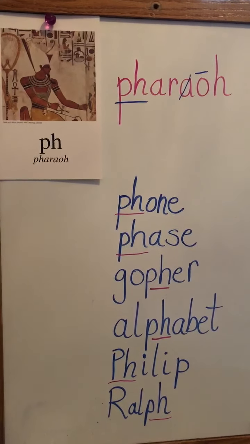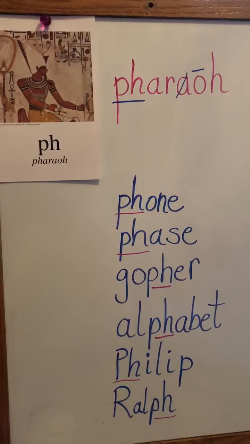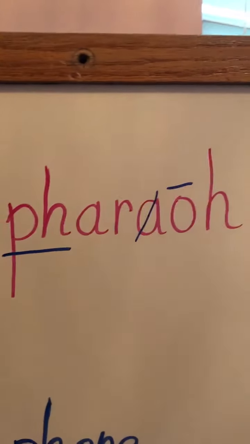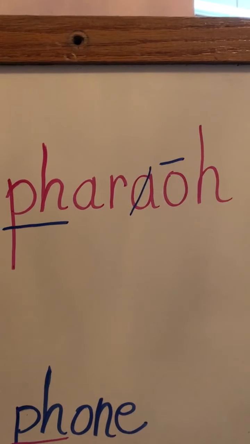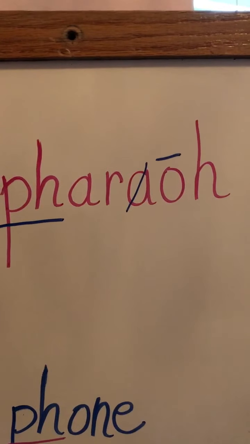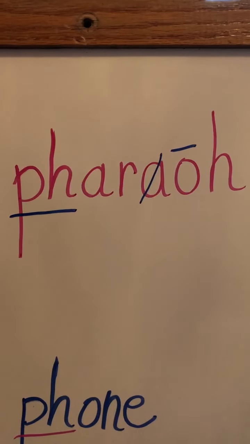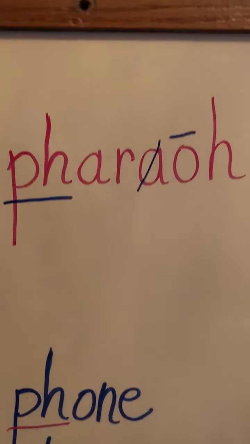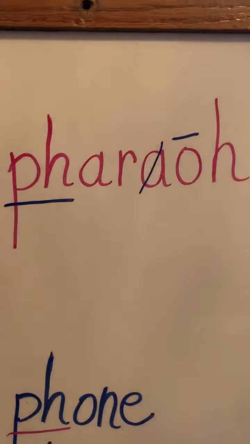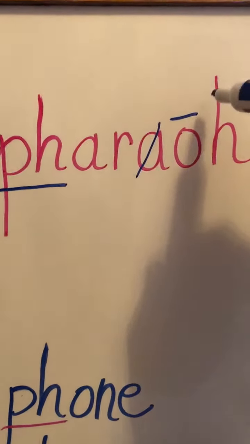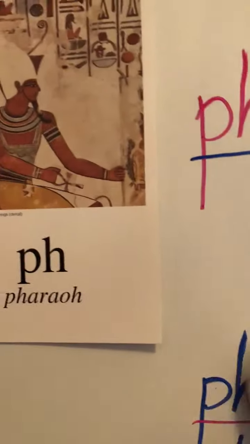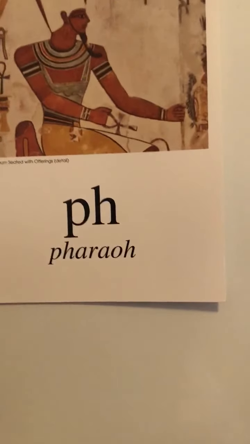Now, there's one more interesting thing I want you to look at in the word pharaoh. Notice this H on the end. Do you hear anything when I read the word pharaoh? Listen, pharaoh. What's the last thing you hear? It's the O, isn't it? Do you hear that H on the end? Is it pharaoh-h? No, you do not hear that H. It is silent. There are some words where H is silent. I'm going to show you some of those words. Okay?